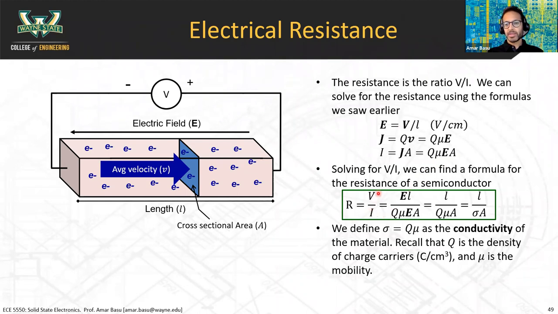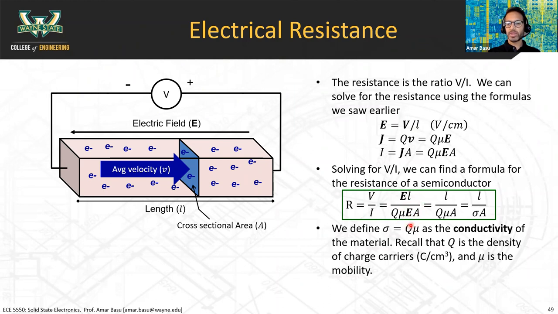All right. And if we just do this ratio, resistance is defined by Ohm's law as the ratio of voltage over current. So the voltage is E times L, by this relationship up here. And the current we just solved for, Q mu times E times A.